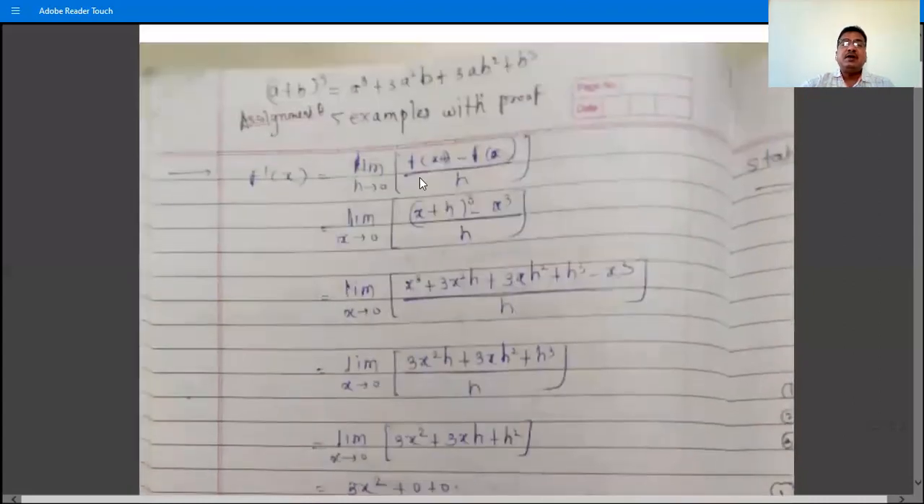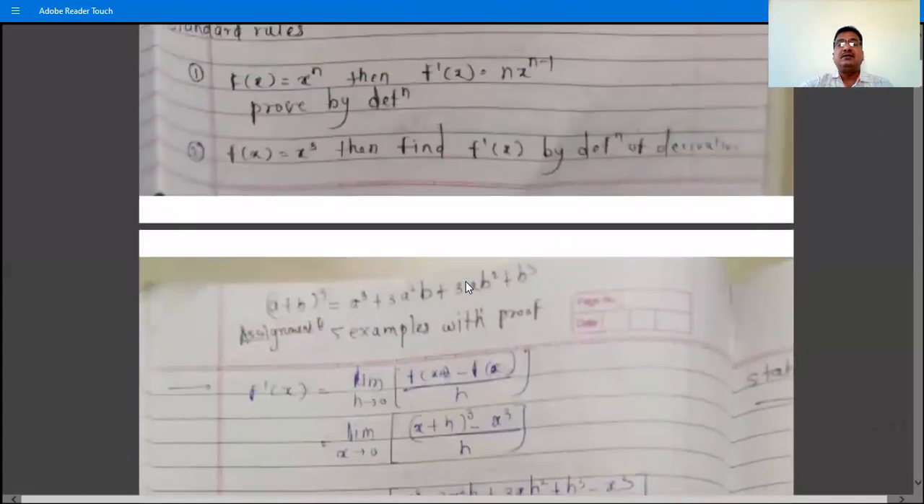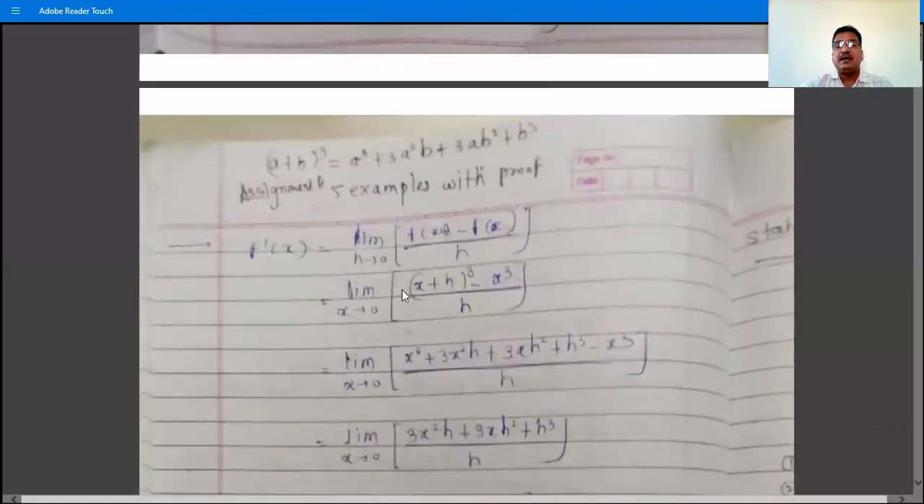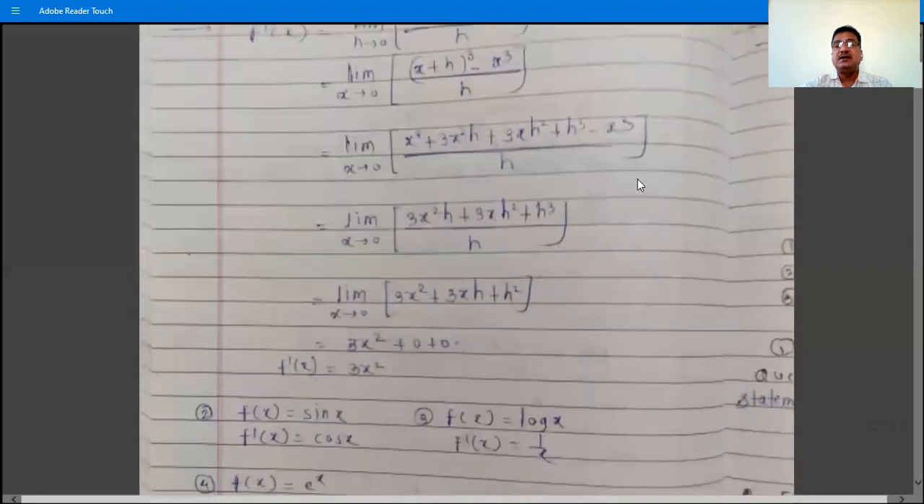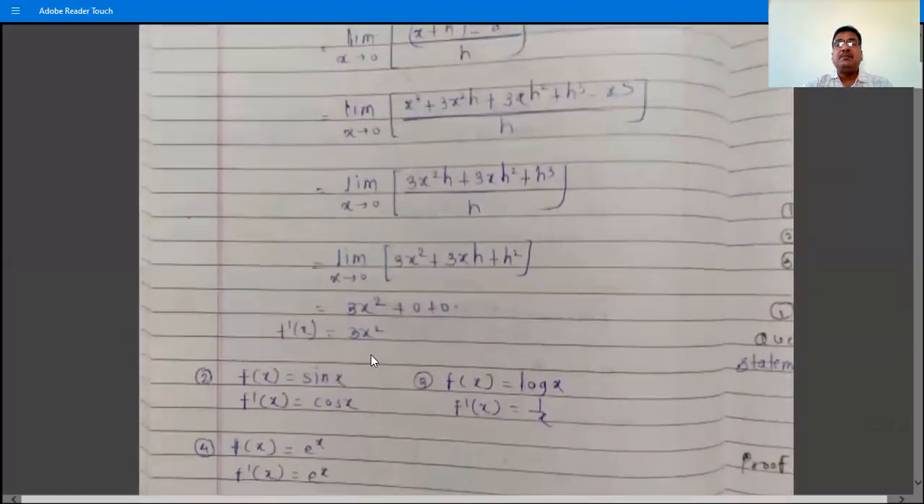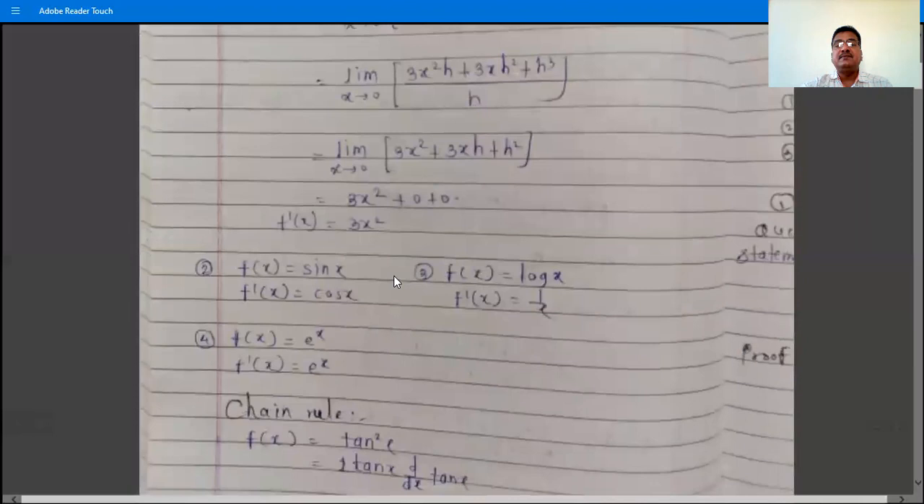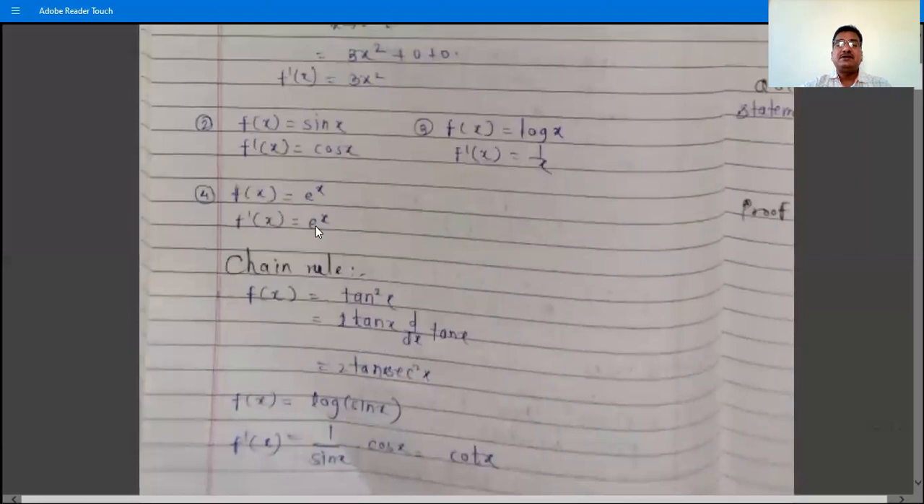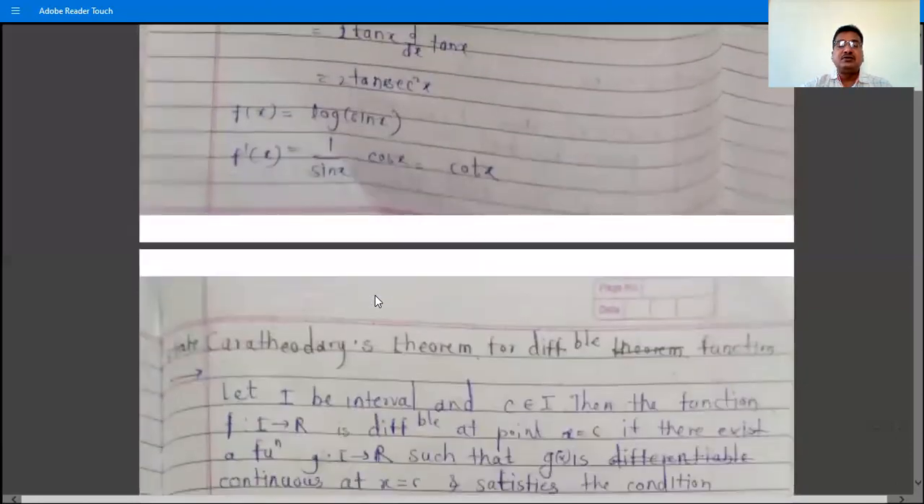So these proofs are already in your 12th notebook. If f of x is x raised to n, then the same proof, that is (x plus h) raised to n minus x raised to n, gives the answer n x raised to n minus 1. So in the same procedure, prove all the rules of derivative: if f of x is sin x, then f dash x is cos x; if f of x is log x, then f dash x is 1 by x; if f of x is e raised to x, then f dash x is e raised to x. So prove all these rules.